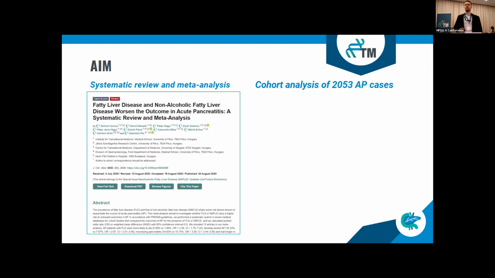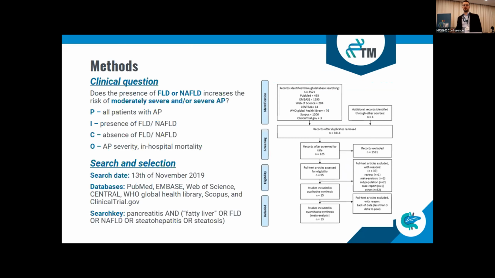We found that fatty liver disease and also non-alcoholic fatty liver disease were prognostic factors in acute pancreatitis, and the cohort analysis is in progress. We have preliminary, let's not call them preliminary, results. We have results from more than 2,000 acute pancreatitis cases. You will see the results of that.